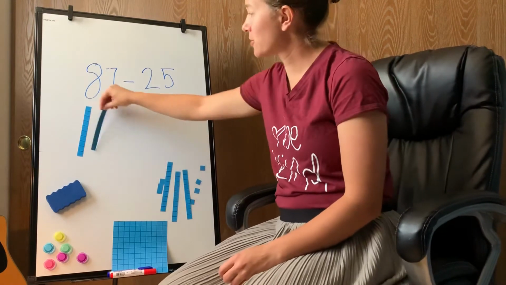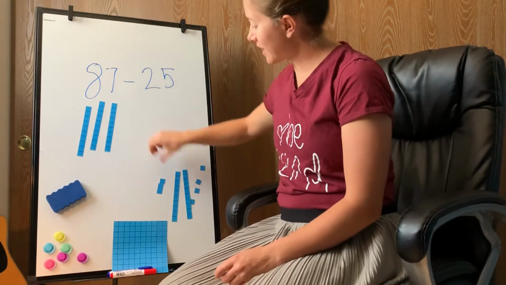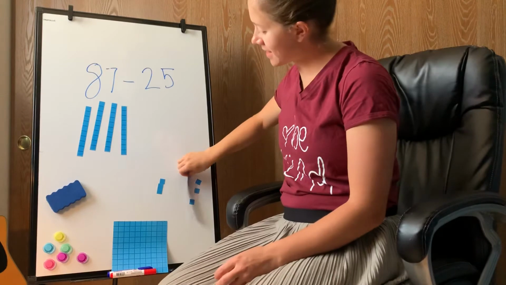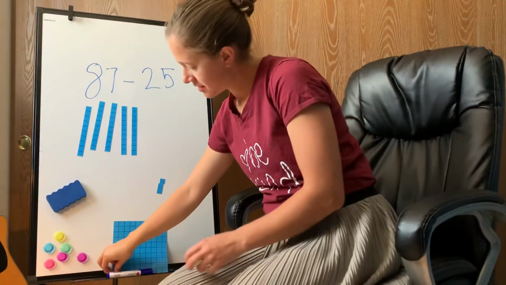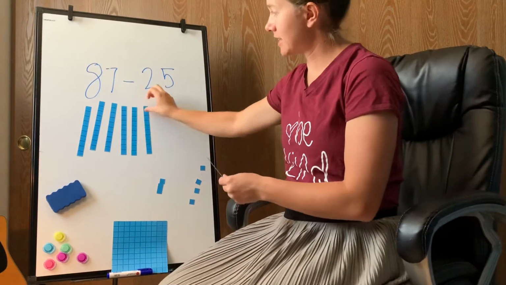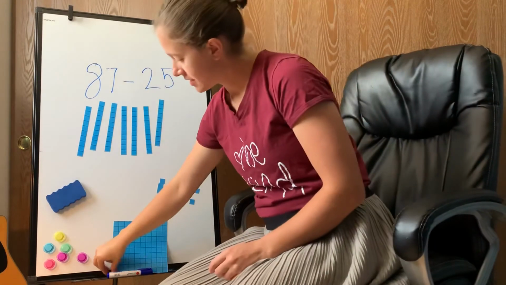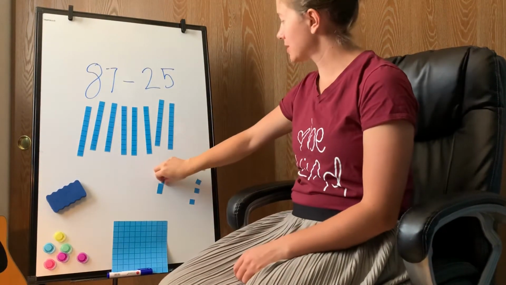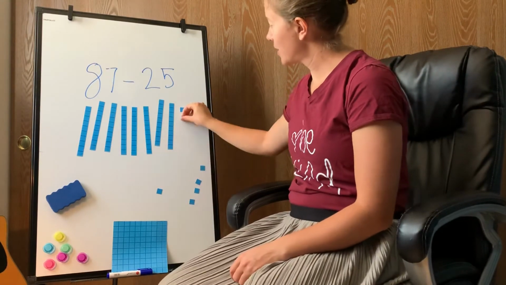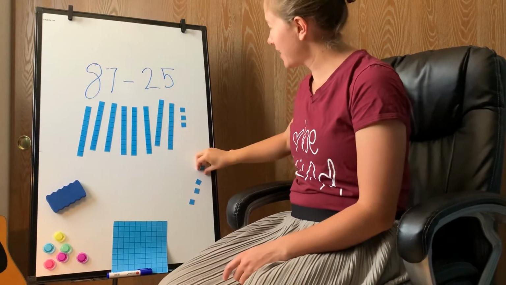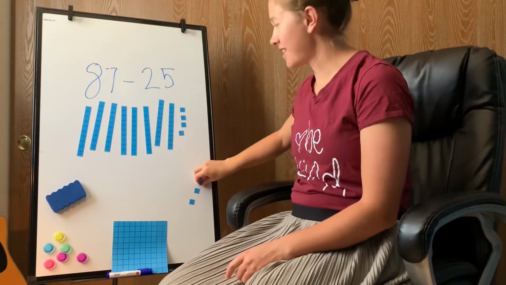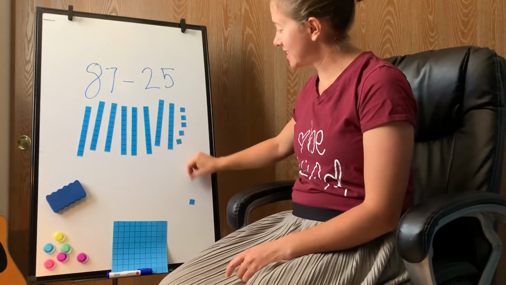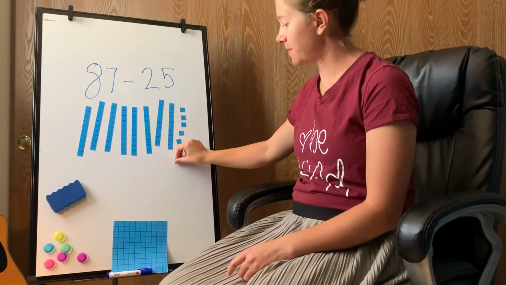10, 20, 30, 40, 50, 60, 70, 80. And then I'm going to make my ones. 1, 2, 3, 4, 5, 6, 7.